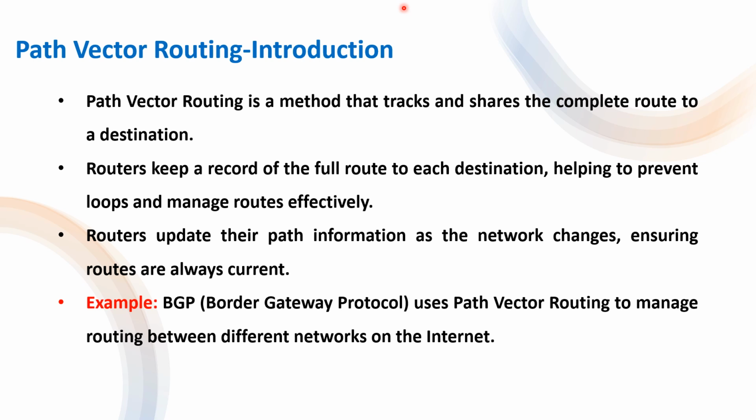The most well-known implementation of path vector routing is the Border Gateway Protocol. Simply called BGP, it is the standard for routing between autonomous systems and the internet. BGP uses the autonomous system path attribute, which records the sequence of autonomous systems that a route has traversed, helping routers make decisions based on policy, preference, and loop prevention.